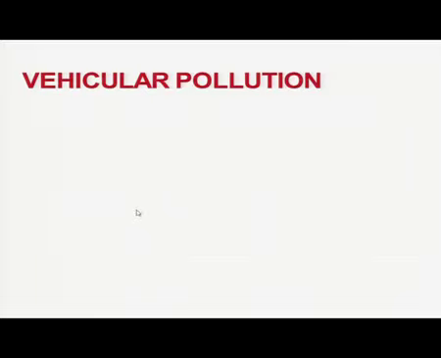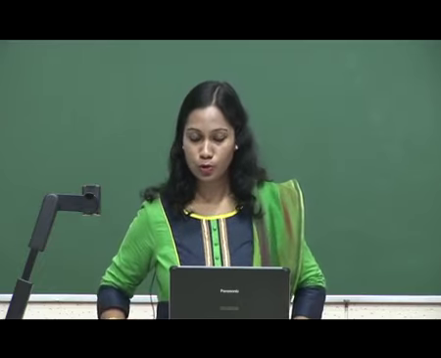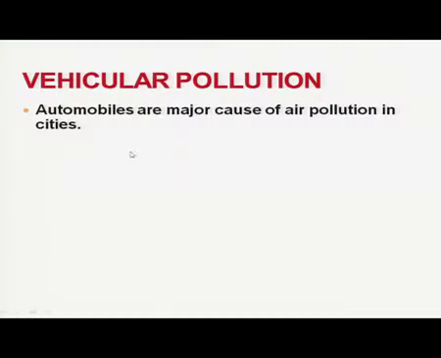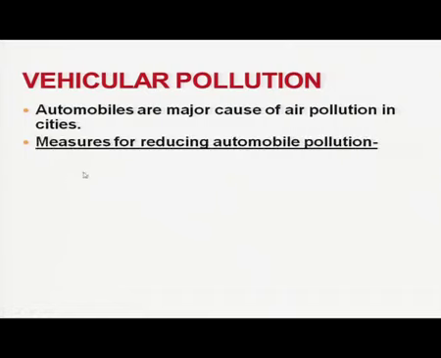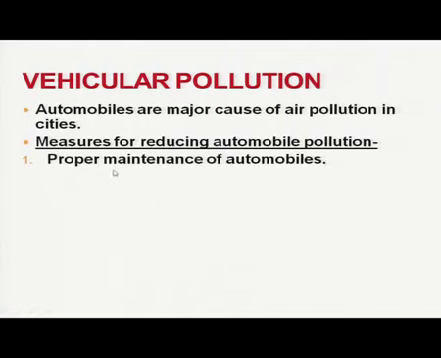Next, we have discussed that the major sources of air pollution are industries and automobiles. We have discussed industrial pollution and how to control it. Now, we will be discussing vehicular pollution. Actually, automobiles are the major cause of air pollution in cities, especially in metro cities like Delhi. What measures can we take for reducing automobile pollution? We can maintain our automobiles regularly. There should be proper maintenance done for our automobiles.